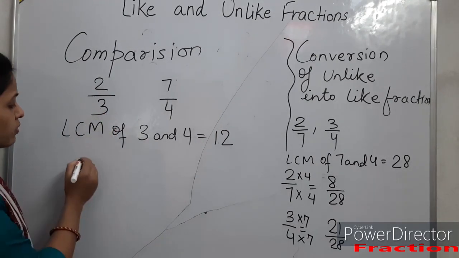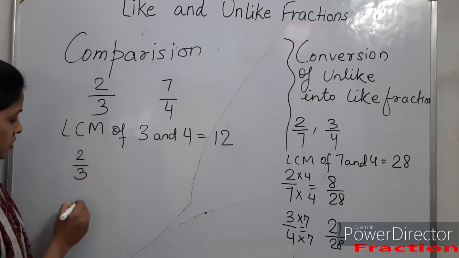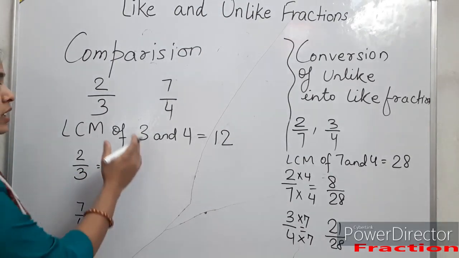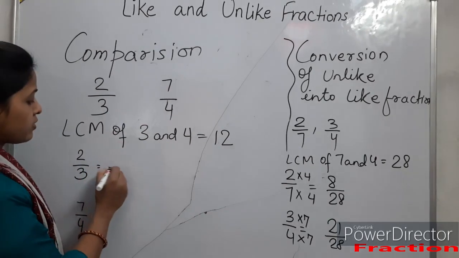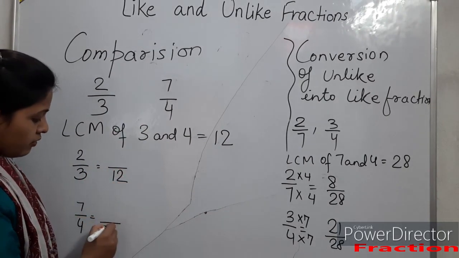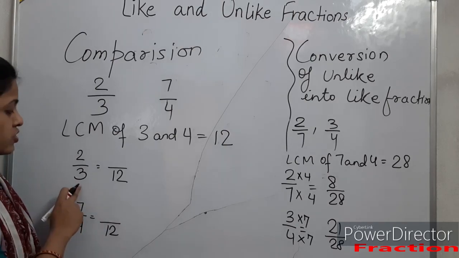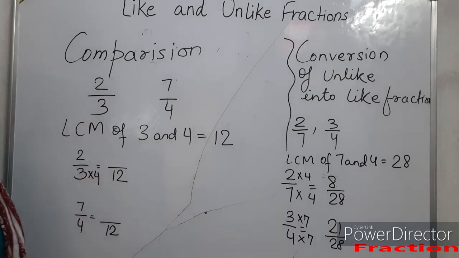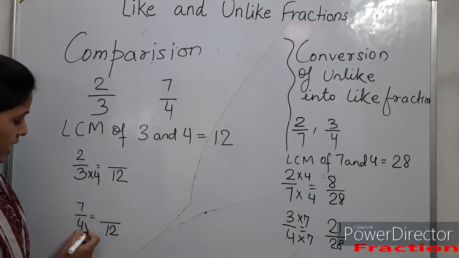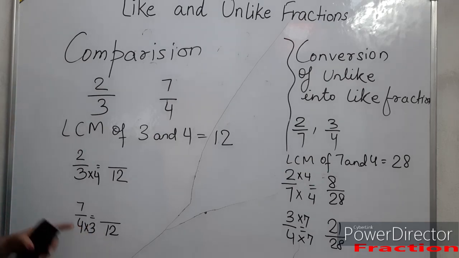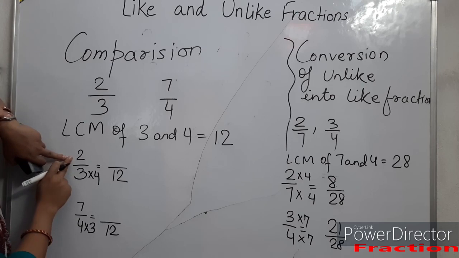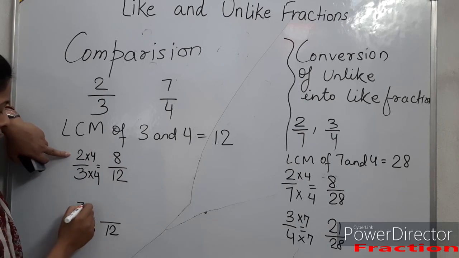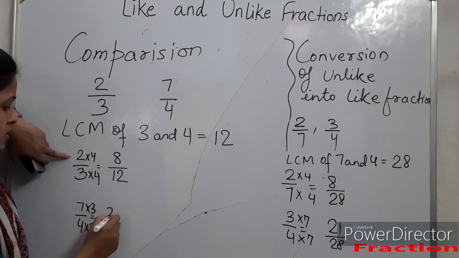Now what we will do, we will write both of the fractions as they are, and we have to convert the denominator of both fractions into 12. So we will write 12 in the place of the denominator. Now, by which number have we multiplied 3? We have multiplied 3 by 4 to get 12, and likewise we have multiplied 4 by 3 and we get 12. So in the first fraction we have to multiply the numerator by 4, which gives us 8, and here we have to multiply the numerator by 3, which gives us 21.